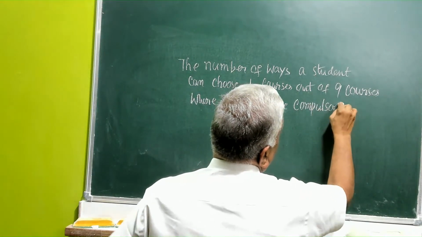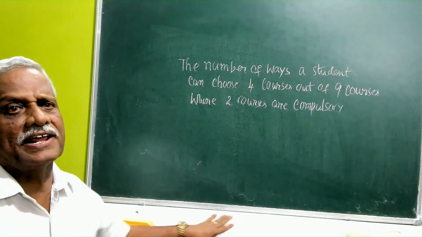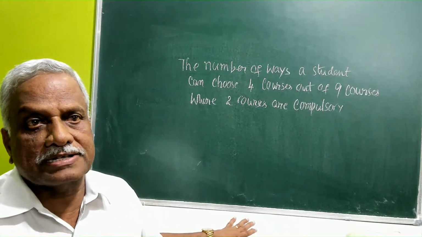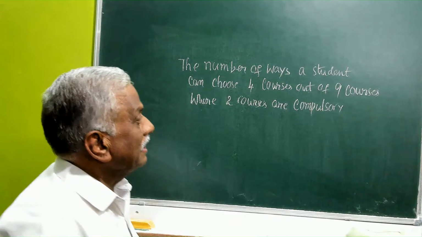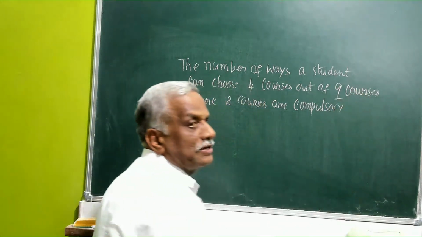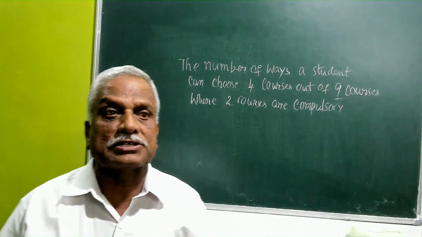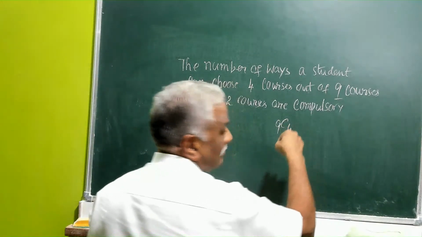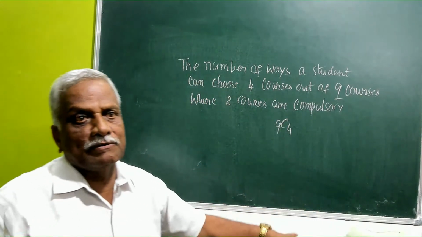See, these permutation combination problems are very tricky, very simple if they are followed. The only thing is you should understand the concept. How many courses are there? 9 courses. How many courses does the student have to choose? 4. So it is 9C4. Normally we write that. That will be one of the answers.